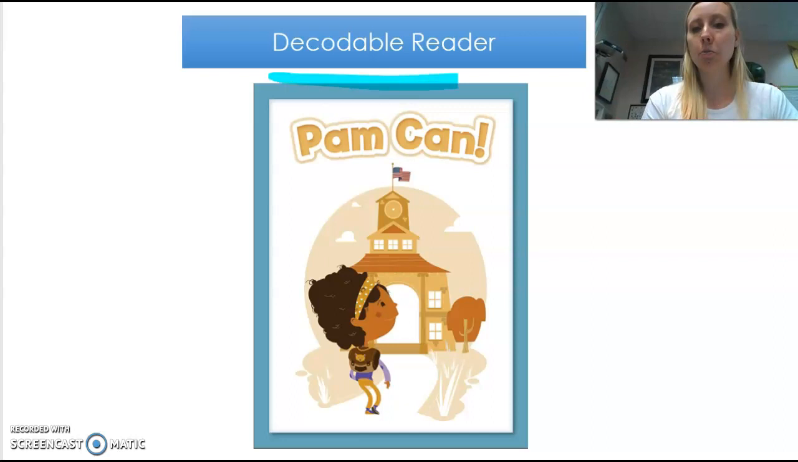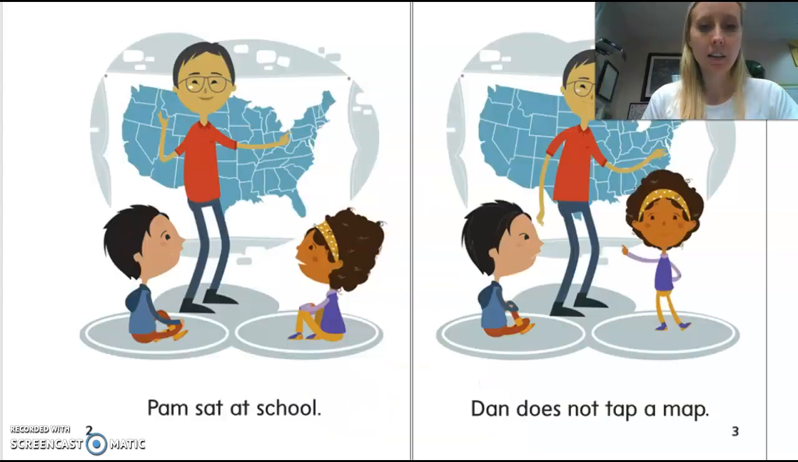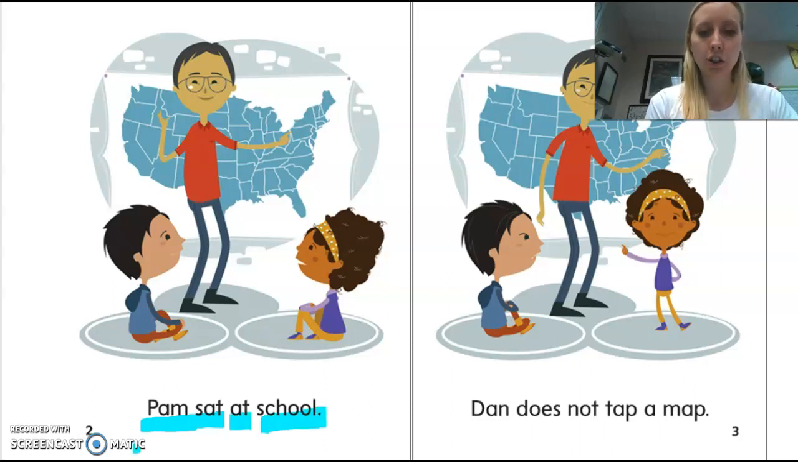Okay, this is our sentence for today. I mean our decodable reader. That means it's a story we can read together. Okay, this says, Pam can! And that's an exclamation mark. I'm excited. Okay, let's read. Pam sat at school. Your turn.